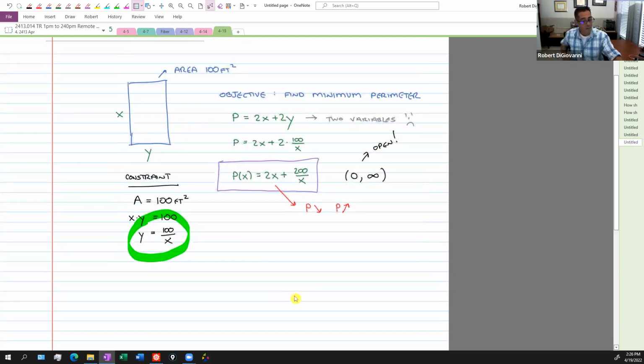All right, so here we go, open interval method. The setup is pretty much the same. I have to take the derivative, right? My derivative is 2, nice, minus 200 over x squared. Okay, how did I get that derivative?